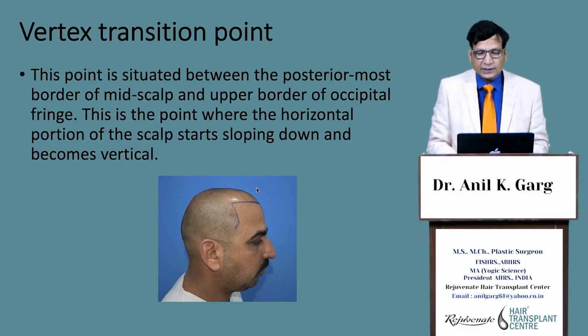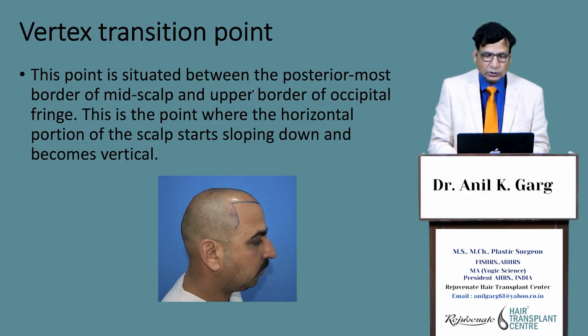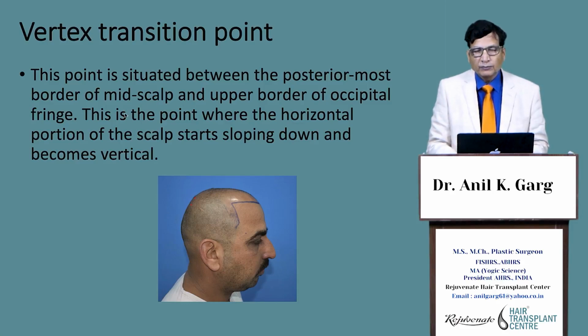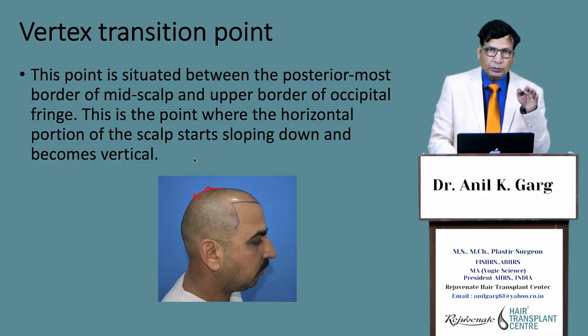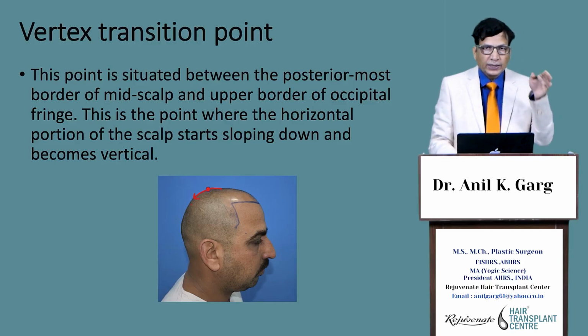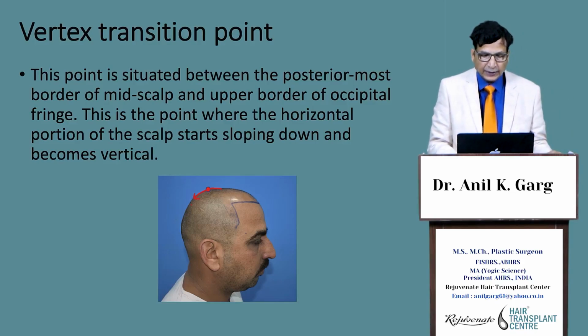Then the vertex transition point. This point is situated between the posteriormost border of the mid-scalp and upper border of the occipital fringe. This is the point where the horizontal portion of the scalp starts sloping down and becomes vertical. That is the vertex transition point.